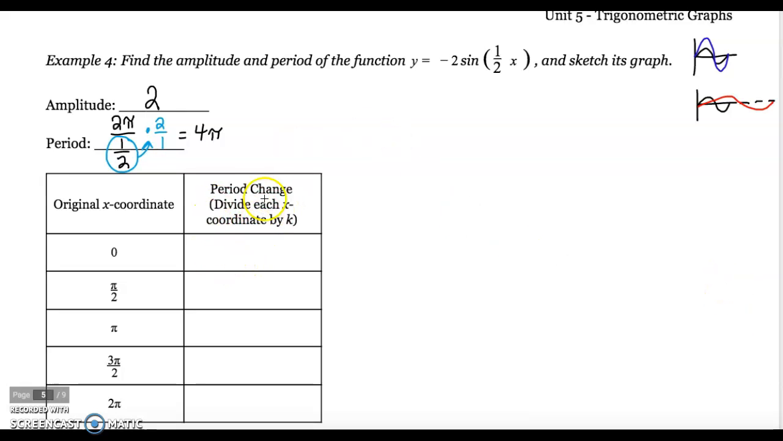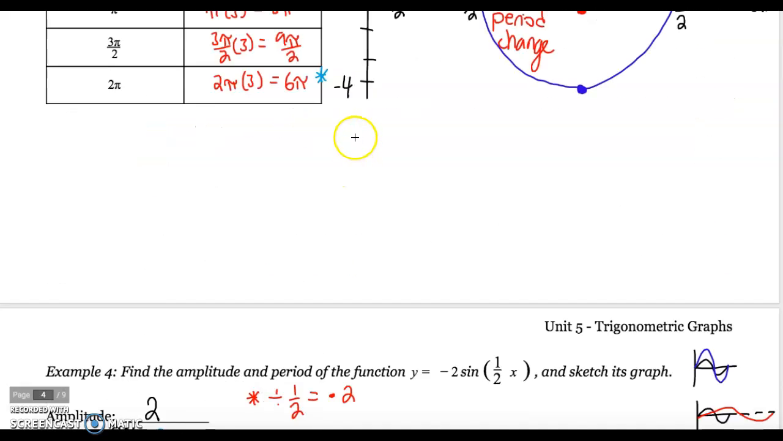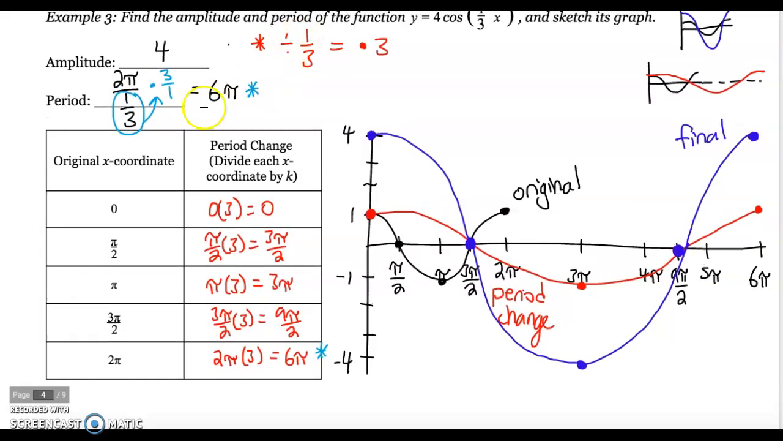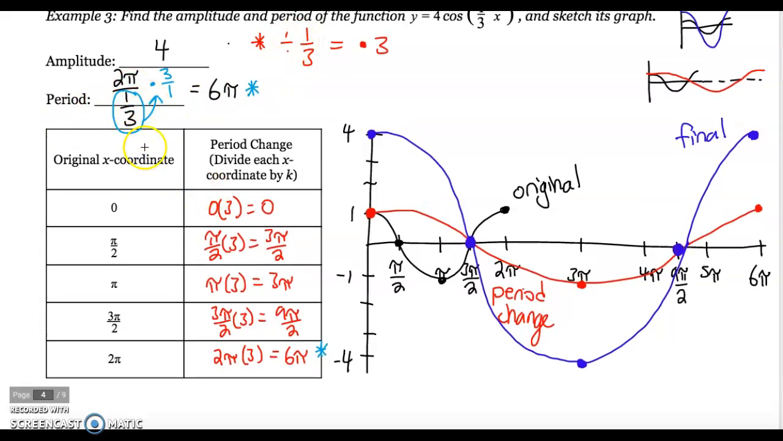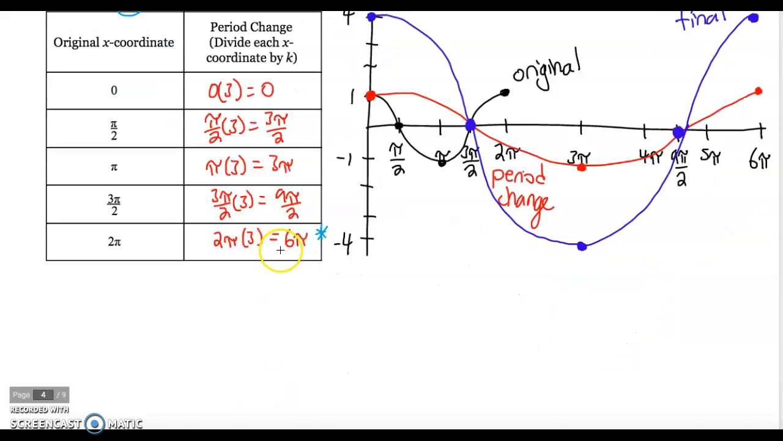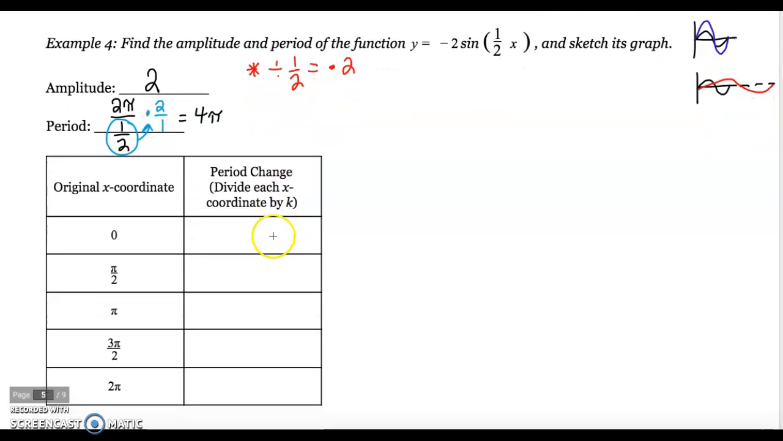And again, when I'm doing my period change here, instead of dividing all of these things by 1/2, because that will be a lot of flipping and multiplying, I can make a little note to myself and say that dividing by 1/2 is the same thing as multiplying by 2. Similarly to what we did in our last example, right? I had to divide all of these pieces by 1/3, but that's the same thing as multiplying by 3. So I just made myself a little note before I went through and did this. I'm going to do that here as well.